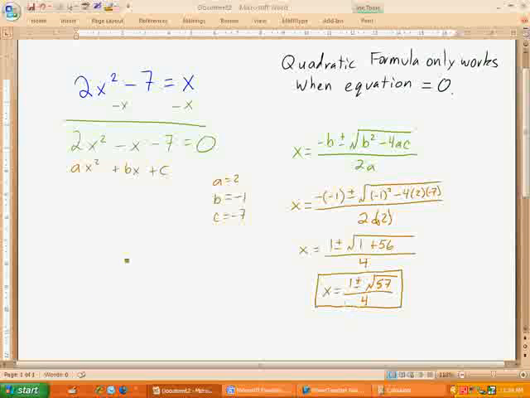Sometimes this is helpful when we're doing the graph, because then it gives us the two x-intercepts, right? When it's equal to 0, when y is equal to 0, we can use that for that. So let's look at one more thing.